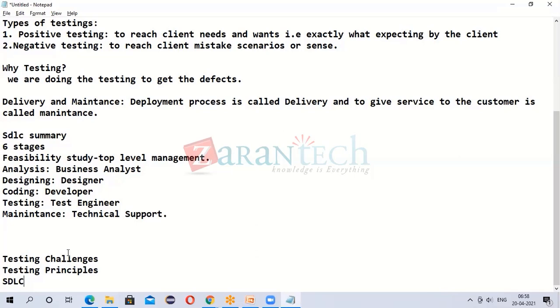Tomorrow, I will ask you a few questions. Are you ready? So today you just prepare these three topics: testing challenges, testing principles, and SDLC. These are the topics we have completed so far. First, understand all of them. Tomorrow, before starting my session, I would like to ask you a few questions for 15 minutes. You just put a mail to the support people requesting the videos. Then they will send them to you. Then listen and prepare the notes.